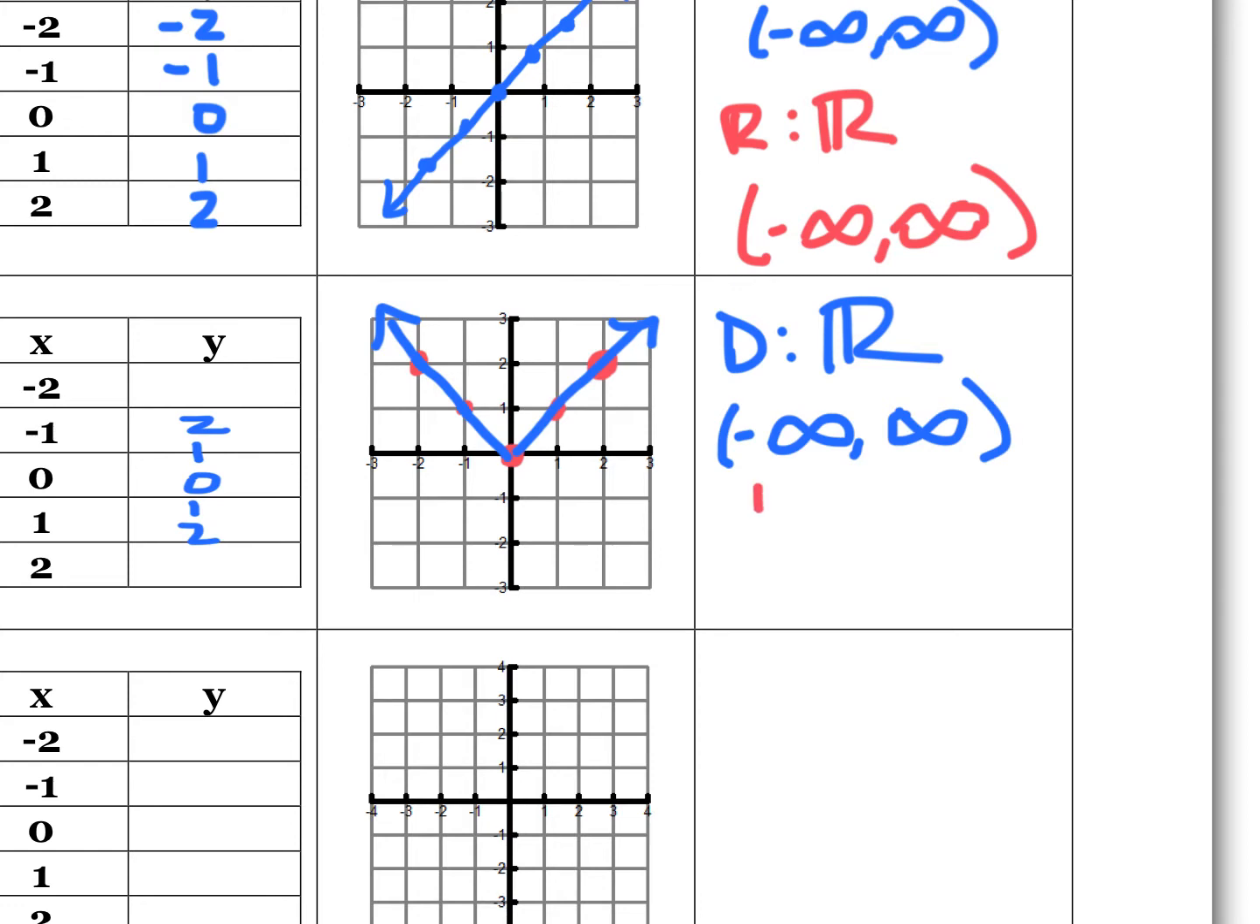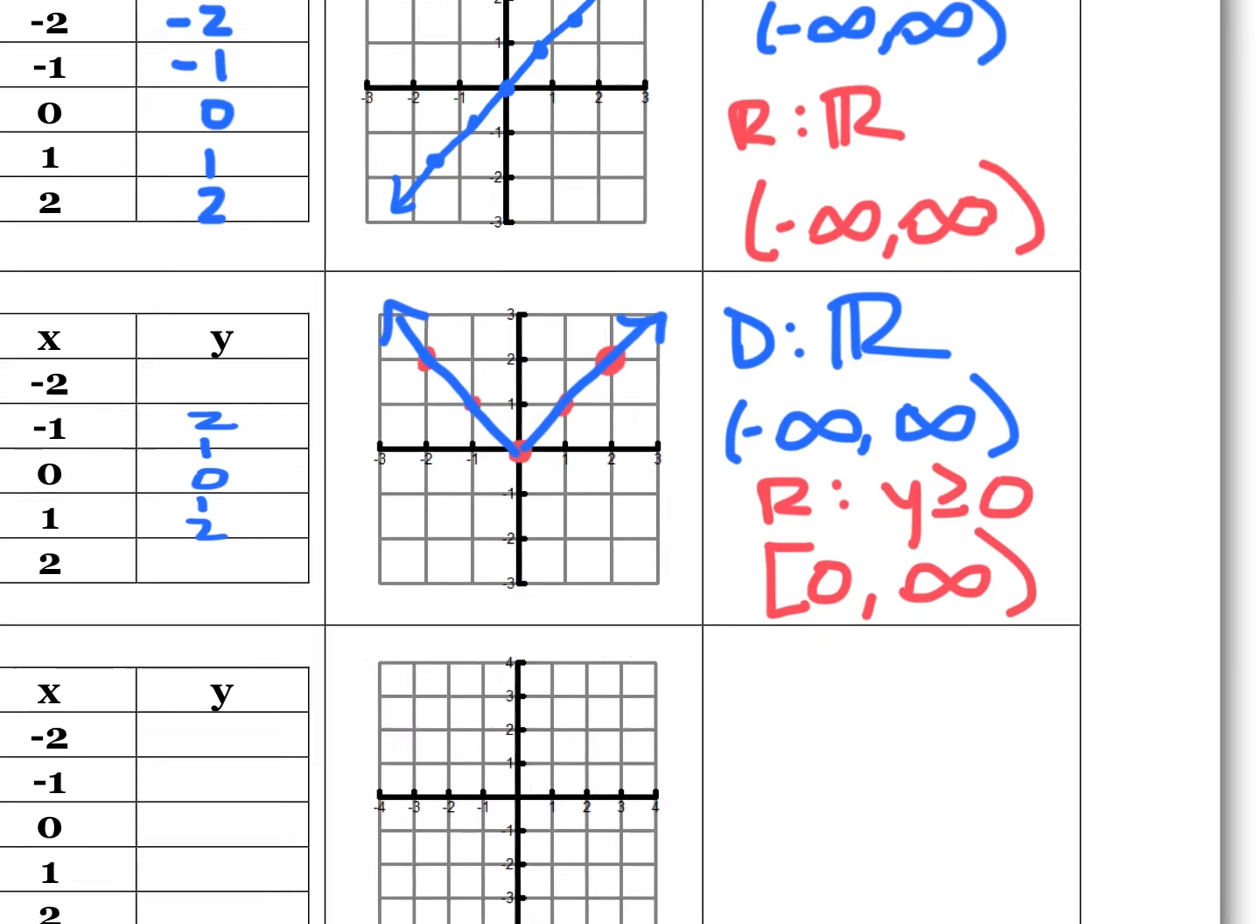Now the range here, our lowest range value is 0. So our range are all the y's greater than or equal to 0. So in interval notation, that would be from 0 included to infinity.